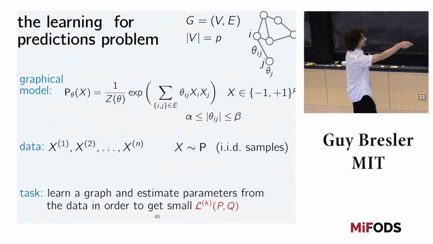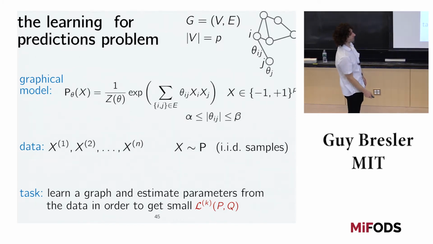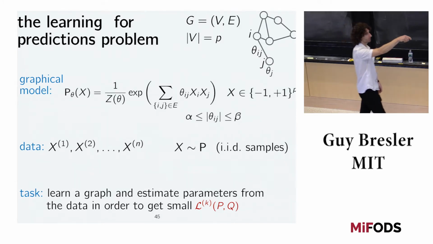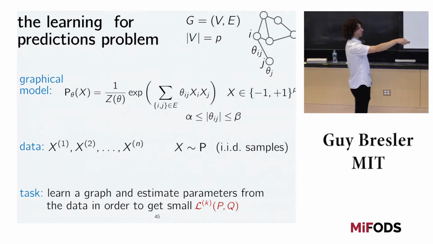And we can make our problem statement a little bit more precise by saying exactly the same things. You have a model, you observe data from it. Now you want to learn something that's close in this metric.